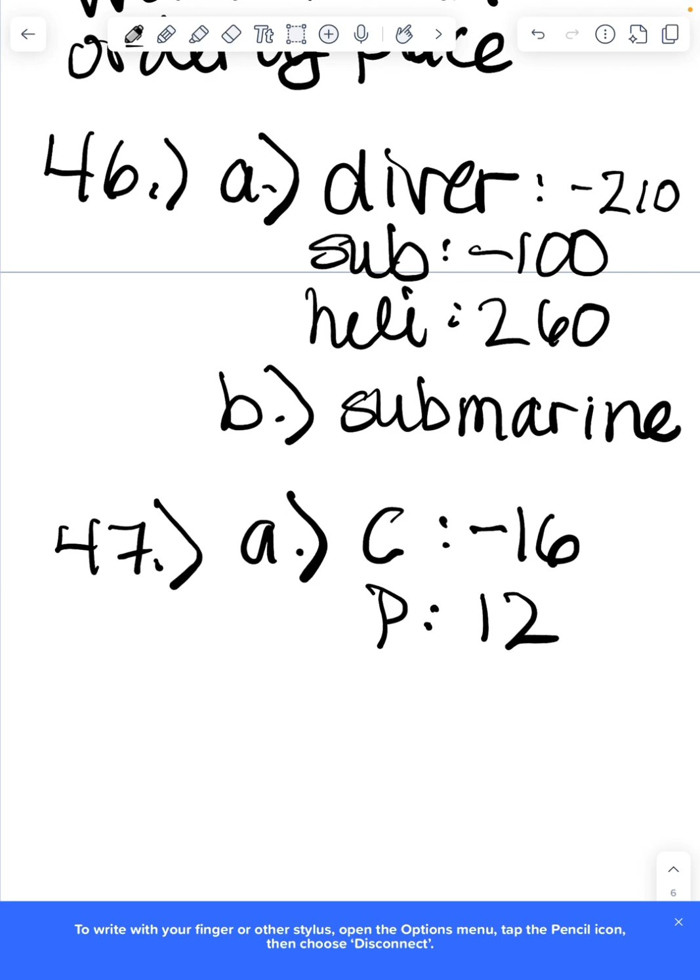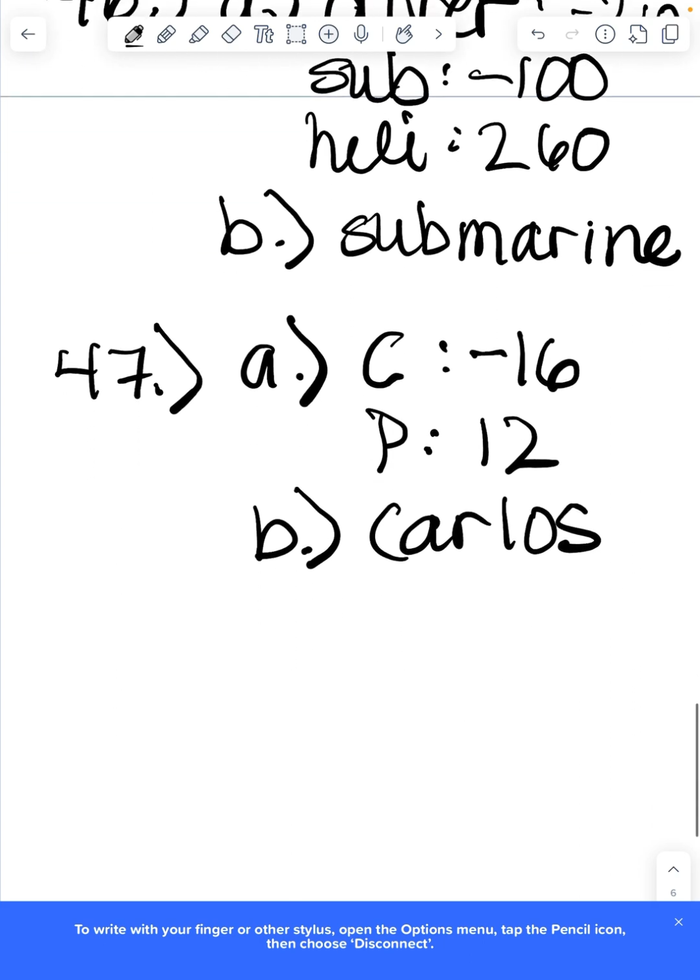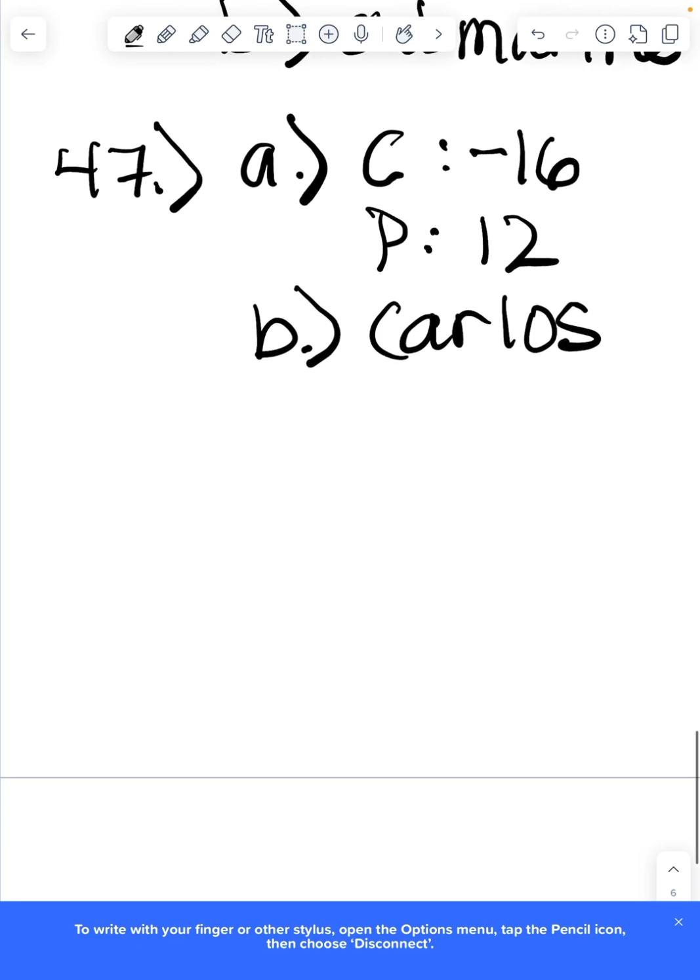B, which boy lives farthest from the equator? Carlos would be the farthest. You could consider his absolute value being 16, and that's how you know which is farther than Pedro's, which is only 12.